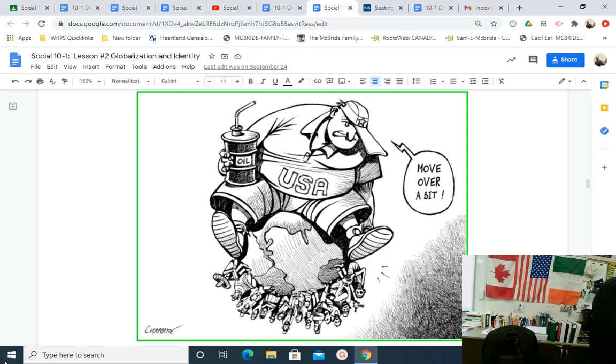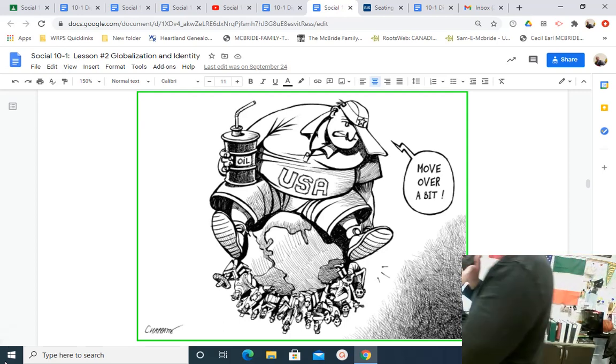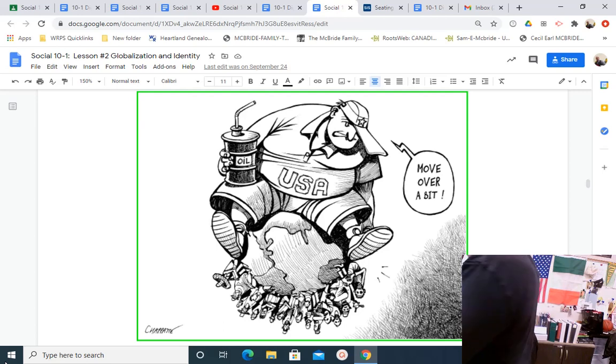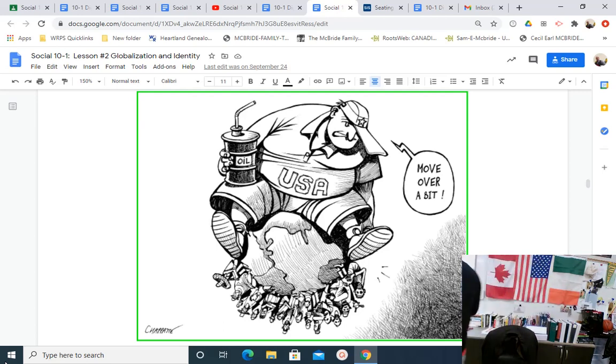But they've been drawn in a way that the cartoonist is meant to be critical of the United States, showing the Americans to be selfish. So what kind of characteristics can we provide for this character? They're selfish because the United States is saying, move over a bit. Even though the United States has, by the diagram, the largest ecological footprint, they want more. So they're being critical of the consumptive nature of the United States. Yeah, I saw some hands up.